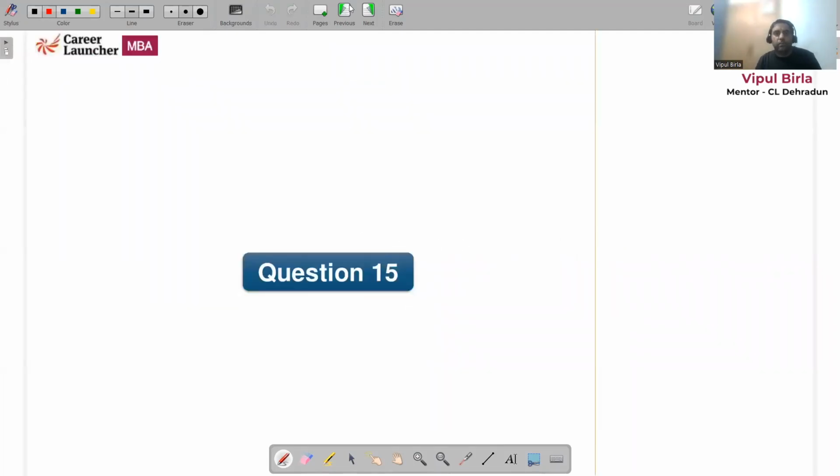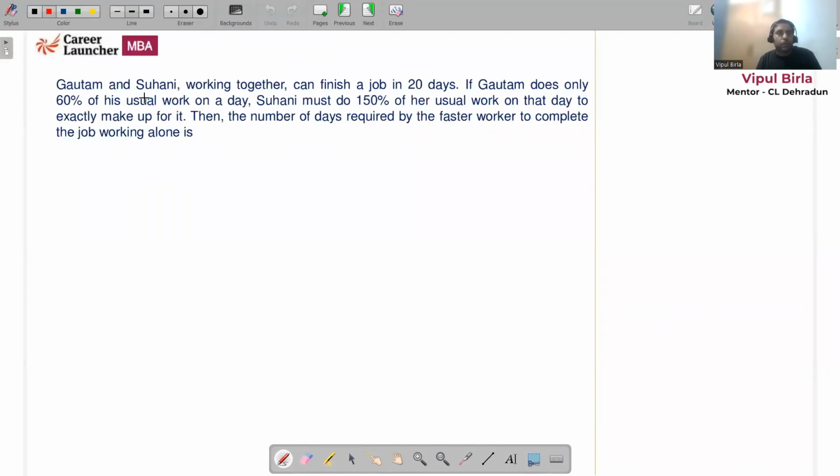Let's look at question number 15. Gautam and Suhani working together can finish a job in 20 days. If Gautam does only 60% of his usual work on a day, Suhani must do 150% of her usual work on that day to exactly make up for it. Then the number of days required by the faster worker to complete the job working alone is, okay, right? So the total time taken is 20 days.